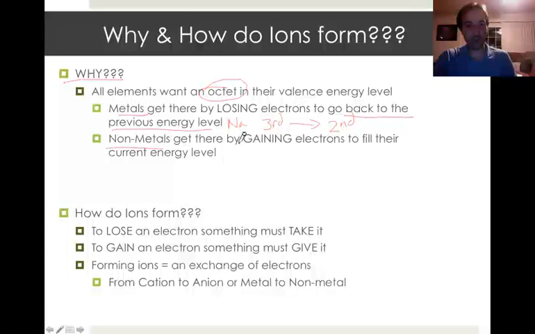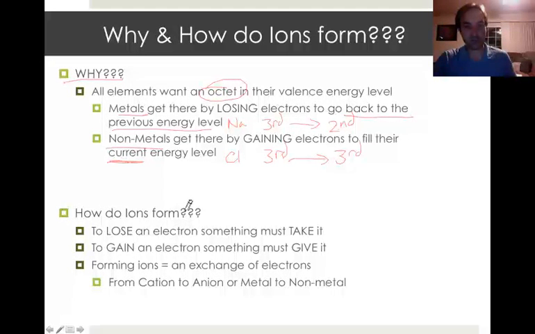Nonmetals, on the other hand, they gain electrons to fill their current level. For example, chlorine, which we talked about just a moment ago, has its valence in the third energy level. It gains an electron, and its octet is still in the third energy level. So nonmetals keep their energy level, metals drop down to the previous one in terms of their valence. Okay? Now, how do ions form?